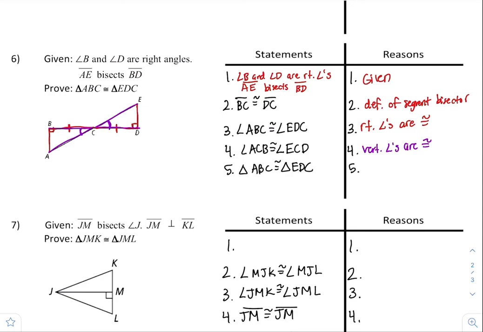Now let's label, right? So this angle was congruent to this angle, this side was congruent to this side, and this angle was congruent to this angle. Angle, side, angle, angle, side, angle. So these triangles, you guys, are congruent by angle, side, angle.